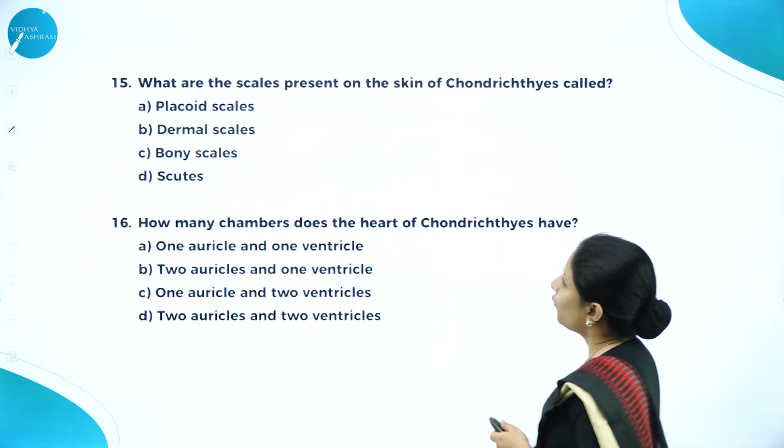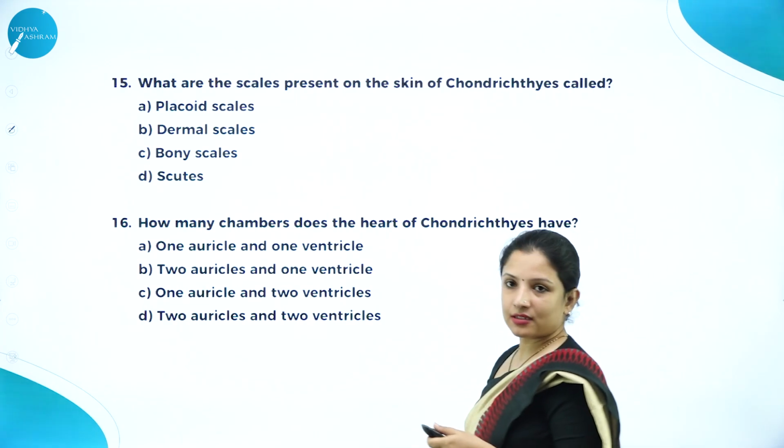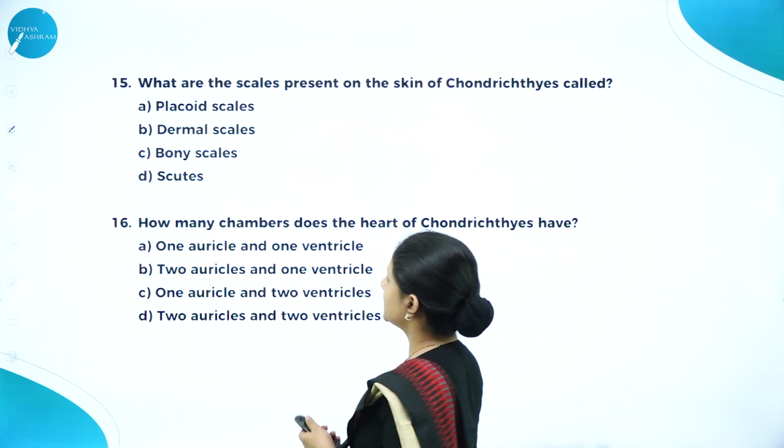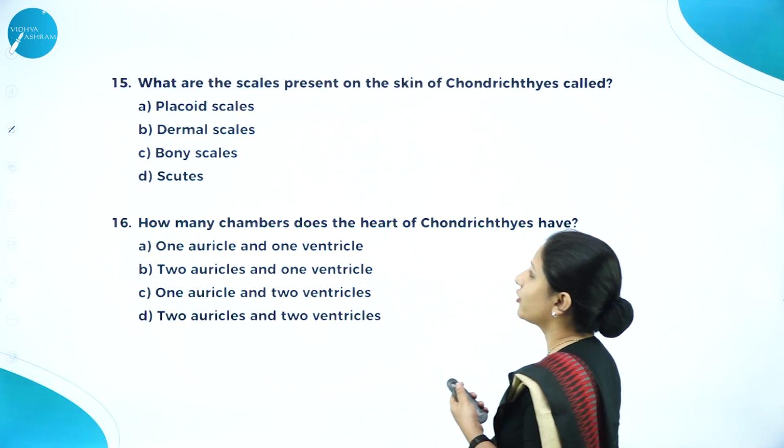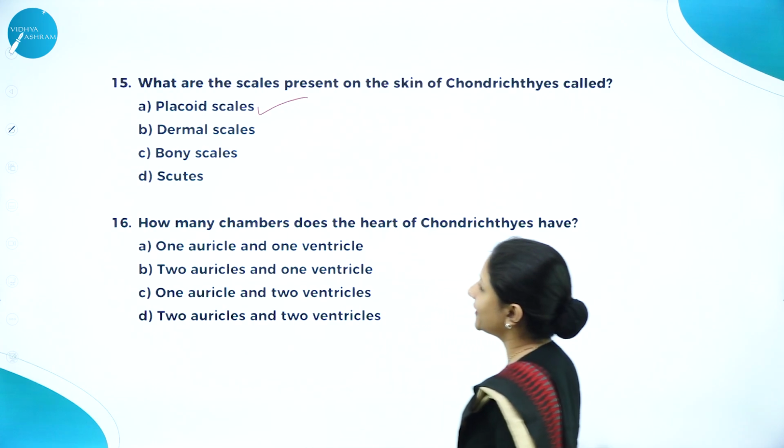Next question, what are the scales present on the skin of chondrichthyes called? Is it placoid scales? Is it dermal scales? Is it bony scales? Or is it scutes? It is placoid scales. They are called placoid scales.